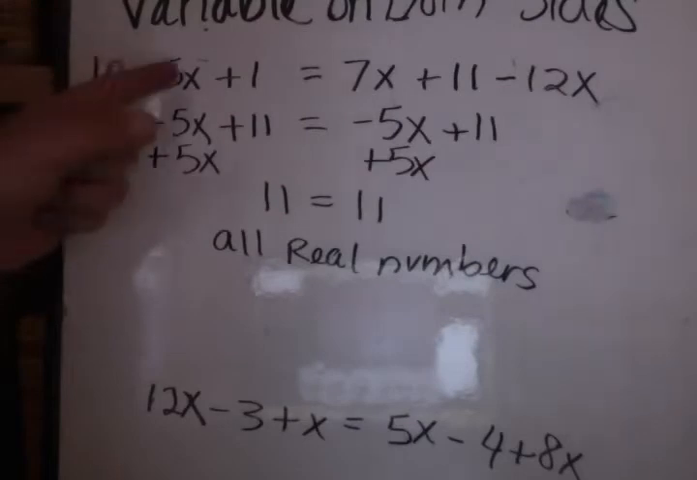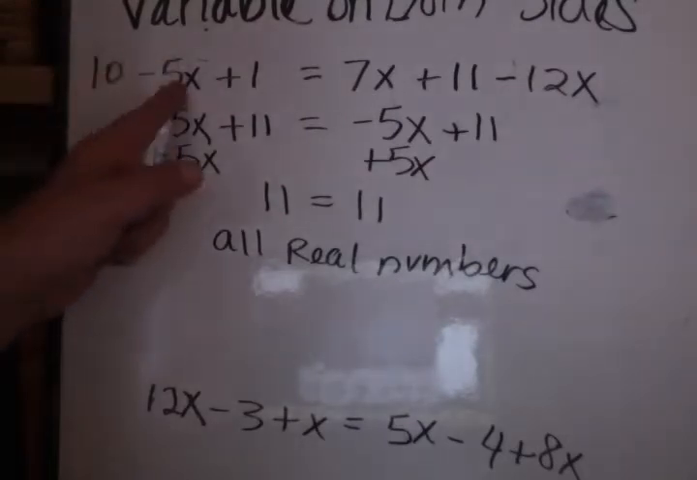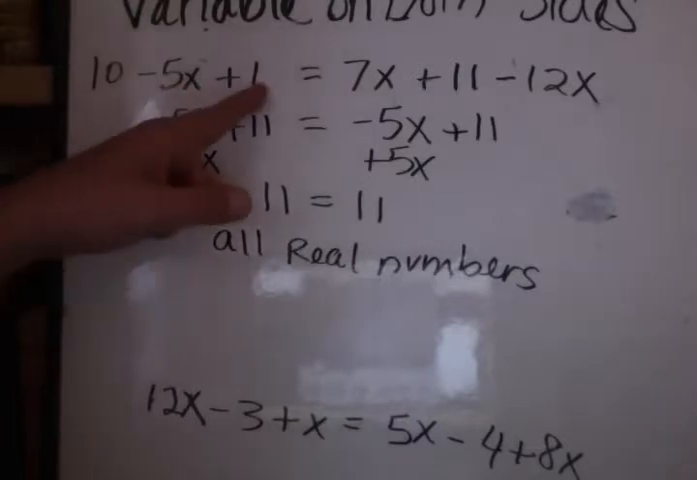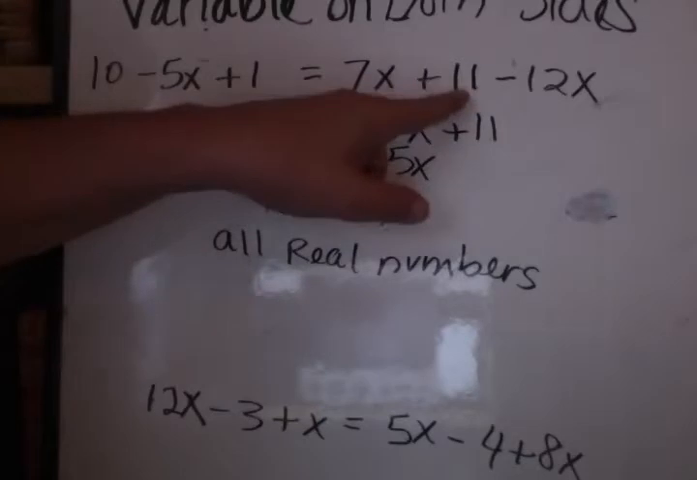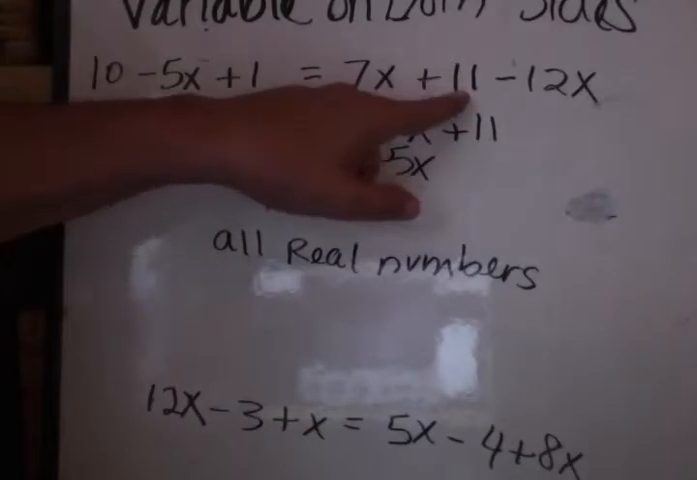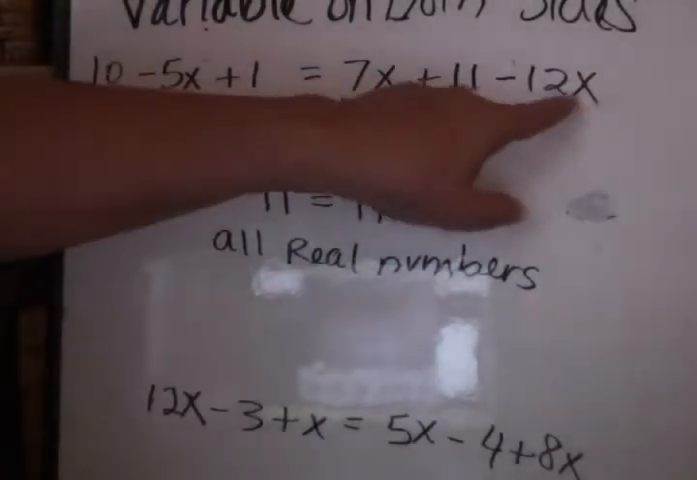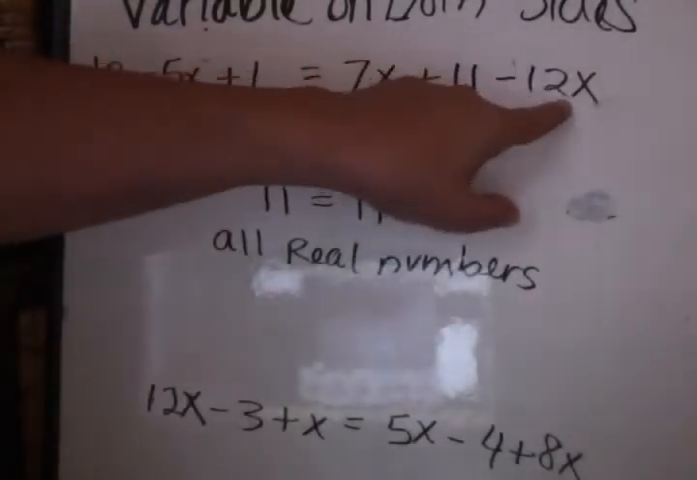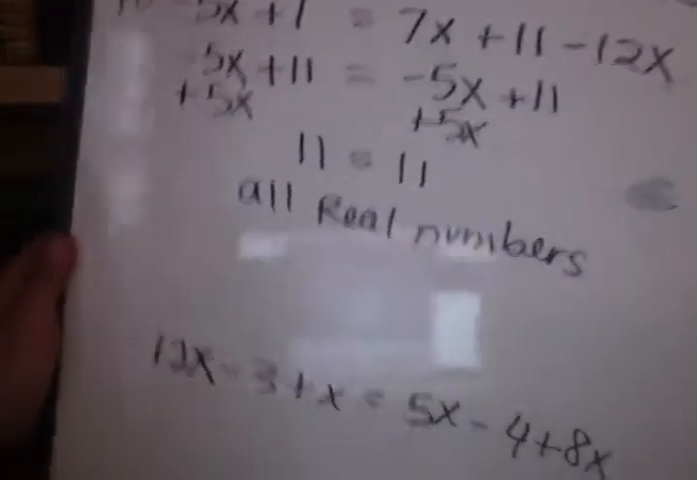If I put a number 2 in here, 5 times 2 is 10. 10 minus 10 is 0, plus 1 is 1. So on this side is 1. If I put in 2 here, 14 plus 11 is 25. And then if I put a 2 in here, 12 times 2 is 24. So 25 minus 24 is going to be 1. So again, it's equal. I can put any real number in this. Okay, let's take a look at another example.